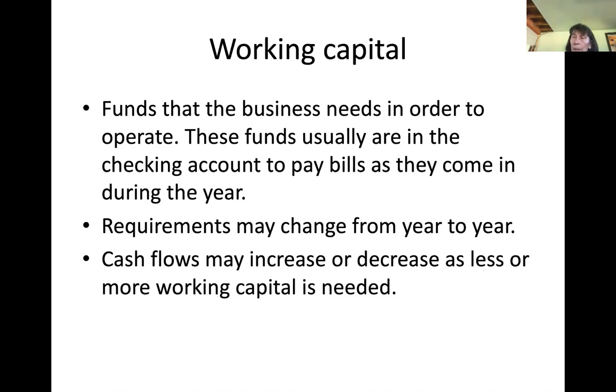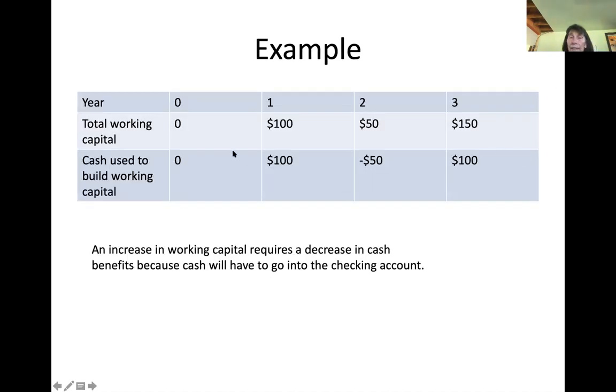I'm able to pay my bills when they come in. And the requirements may change from year to year. They may increase or decrease. So it kind of looks like this. So year 0, you don't have a requirement because you haven't really bought the machine. But once you buy the machine, maybe you need $100 extra in year 0 and only $50 in year 2.